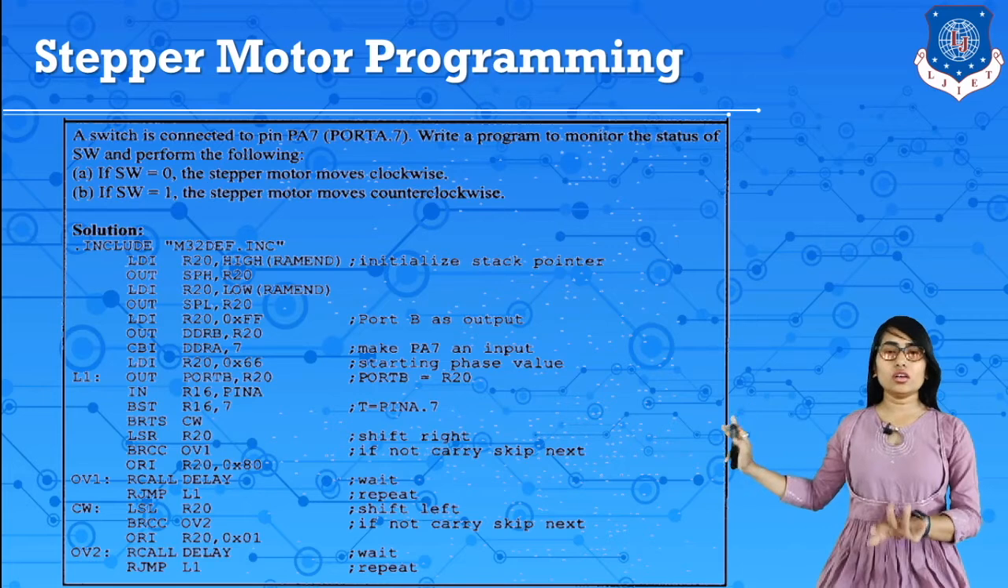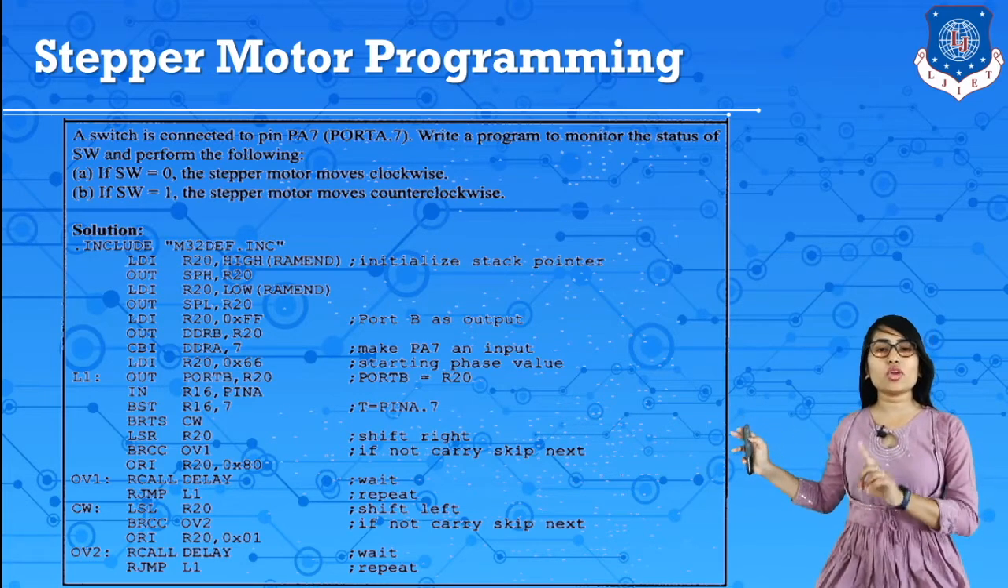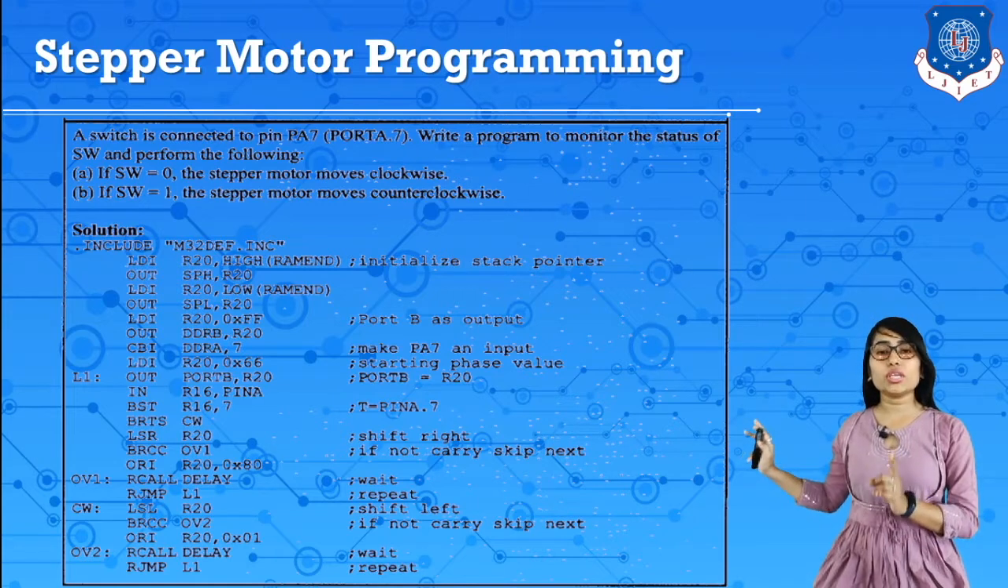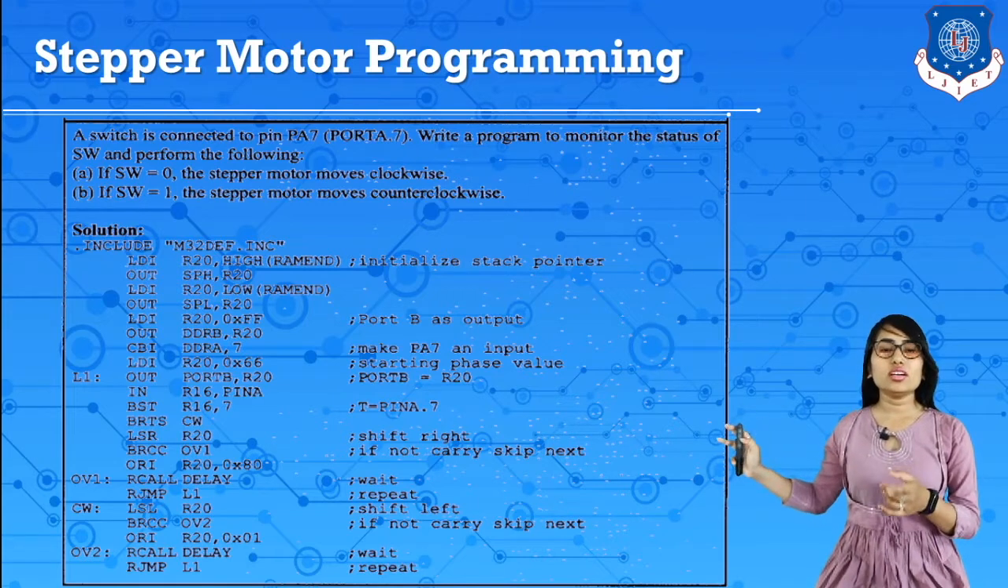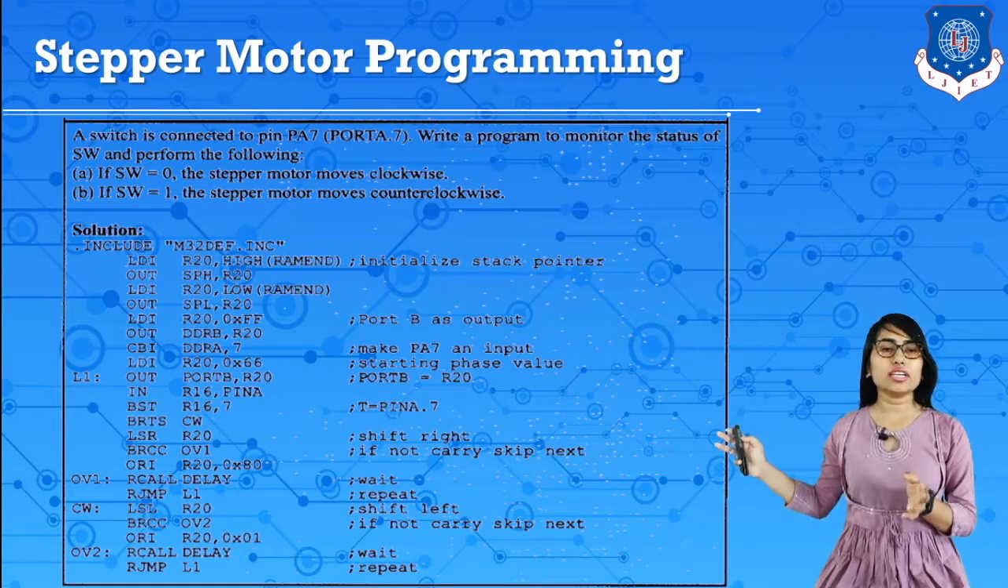Now first we make port B an output. Now let's make PA7 an input, because we want to read the status of PA7. So here this pin can be set like this: CBI DDRA, 7. So this makes PA7 an input. So DDRA makes it an input pin, clear bit. Okay, so clear bit immediately.